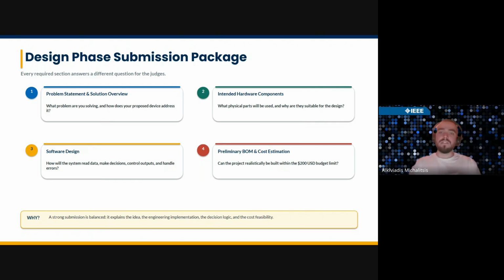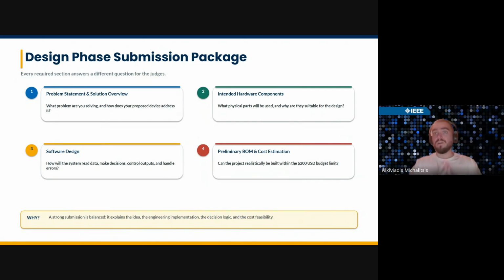Other than the software design, the final thing is the preliminary BOM, bill of materials, and cost estimation. Here, what you have to describe is: can the project realistically be built within the 200 USD, United States dollars, that we have set as a budget limit?